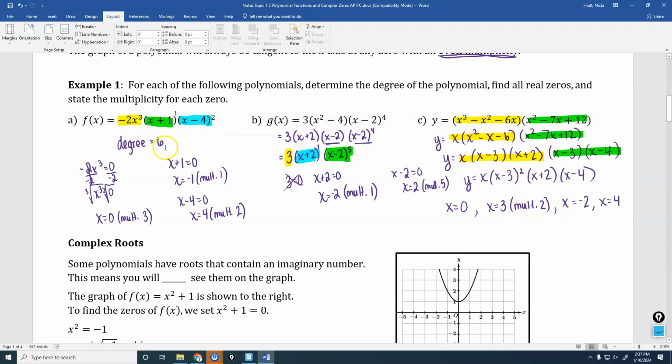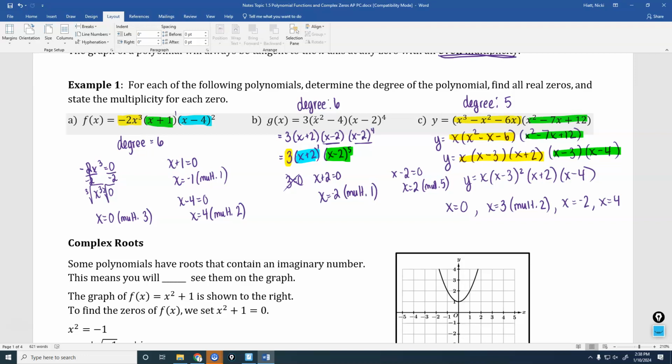Oh, I did not do the degree on B or C. On B, I need to do the degree. I've got an x squared right here and an x minus 2 to the 4th, so that x will end up to the 4th power. I will have a degree of 6 for this one. Over here, my highest exponent here is the x to the 3rd. My highest exponent here is the x to the 2nd. So I would have a degree of 5 whenever those two things get multiplied together.